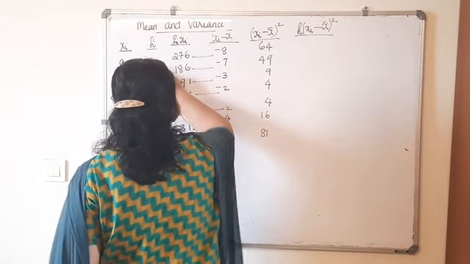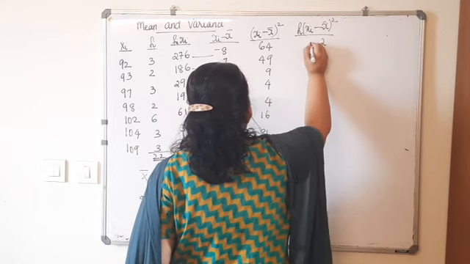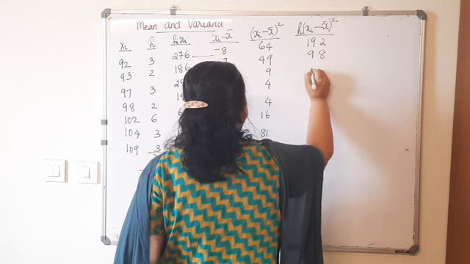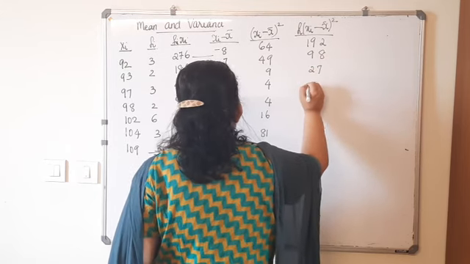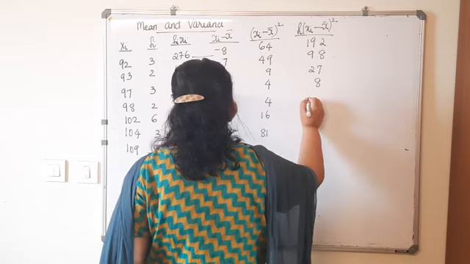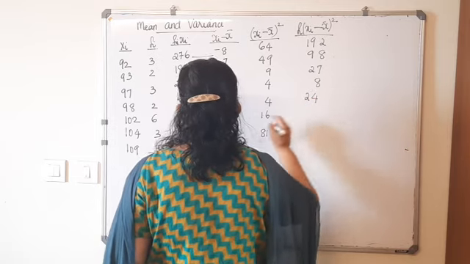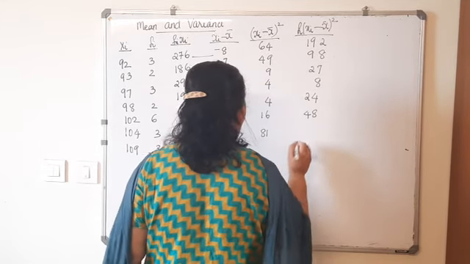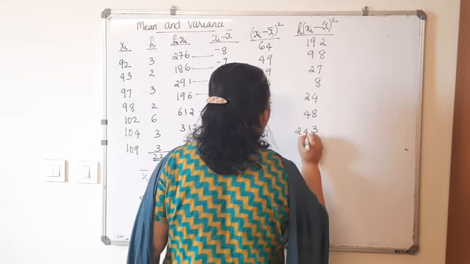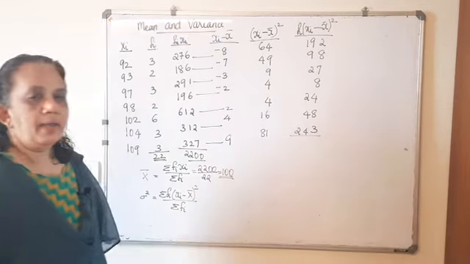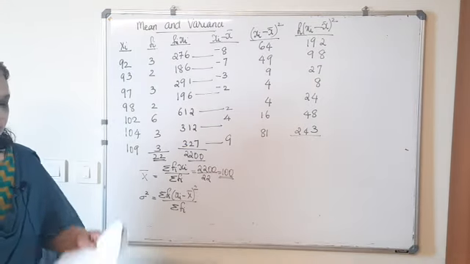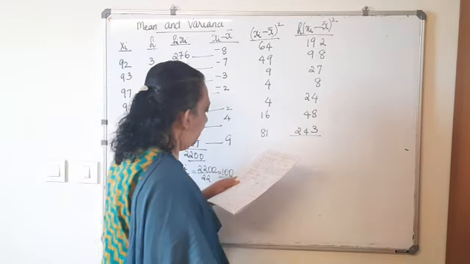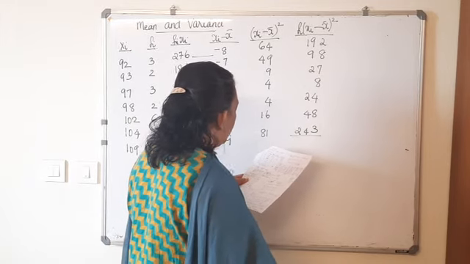So frequency into the squares gives 192, 98, 27, 8, 24, 48, 243. Sigma fi into xi minus x bar the whole squared comes up to 640.